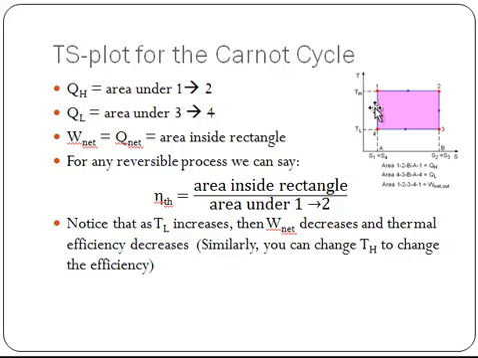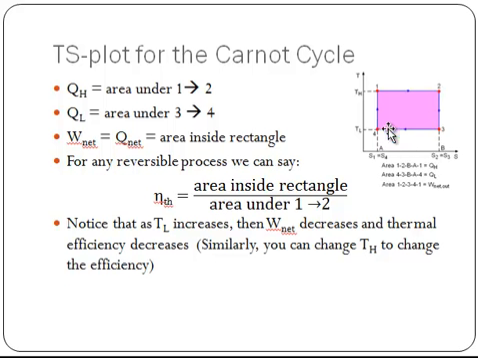Now, the area inside this rectangle is going to be QH minus QL, which is my net Q, which is also my net work. And so as a result, what I end up with is that the thermal efficiency visually for a reversible engine is the area inside this rectangle. Okay? Divided, that's my net work, divided by the heat transfer in, which is the area under this upper one.